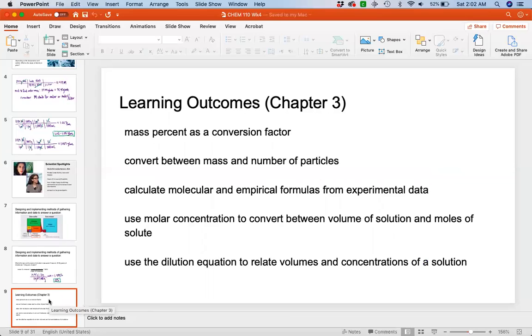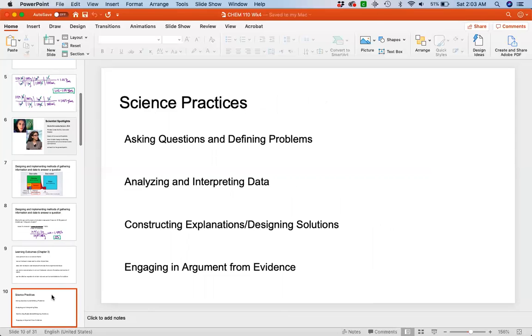If we think about our learning outcomes for this chapter, we're thinking about mass percent as a conversion factor. We want to be able to convert between mass and number of particles. We want to calculate molecular and empirical formulas from experimental data. And then we want to use molar concentration to convert between the volume of solution and moles of solute. And then last but not least, we're going to use the dilution equation to relate volumes and concentrations of a solution. So let's think for a moment about our science practices.